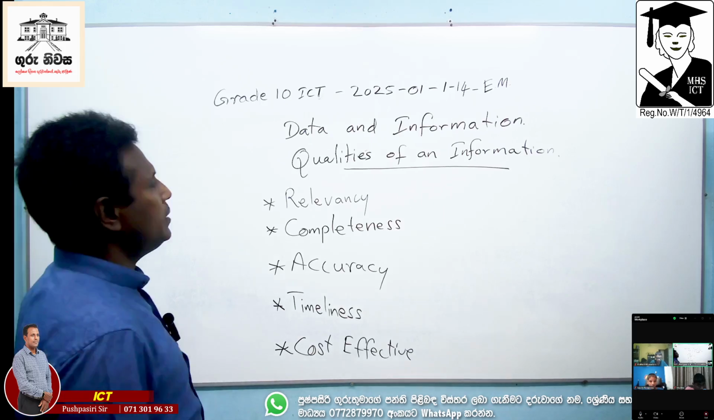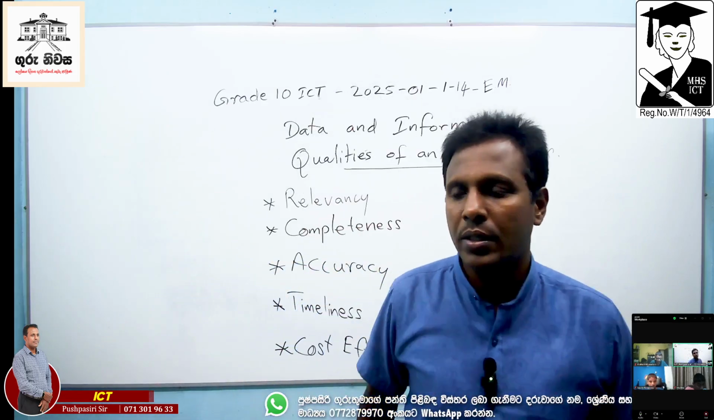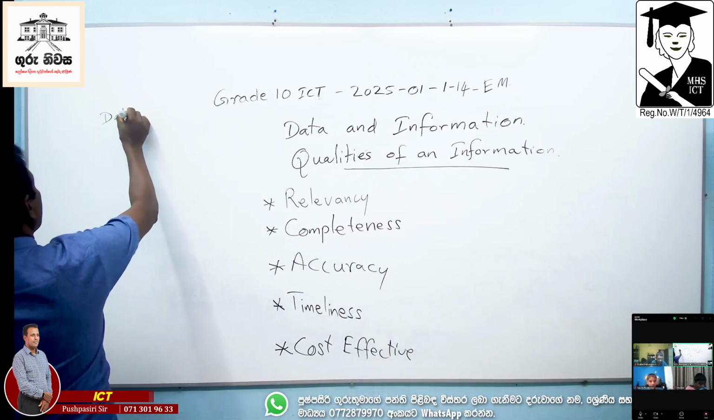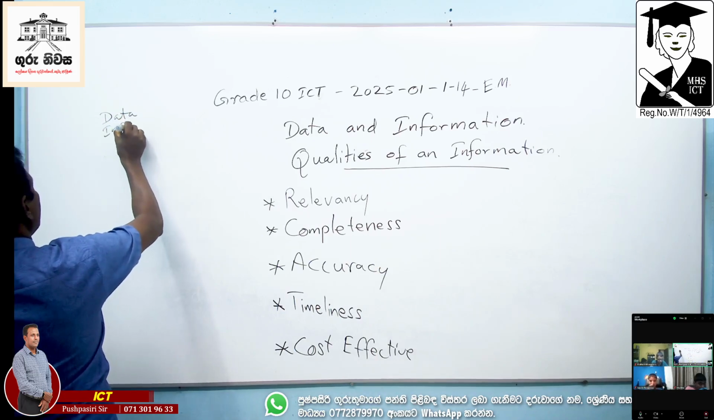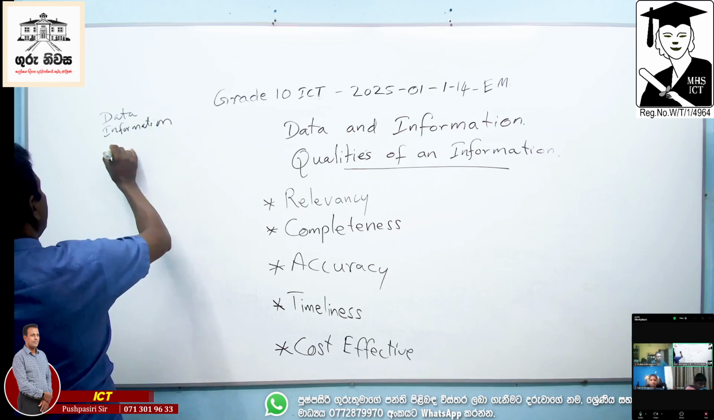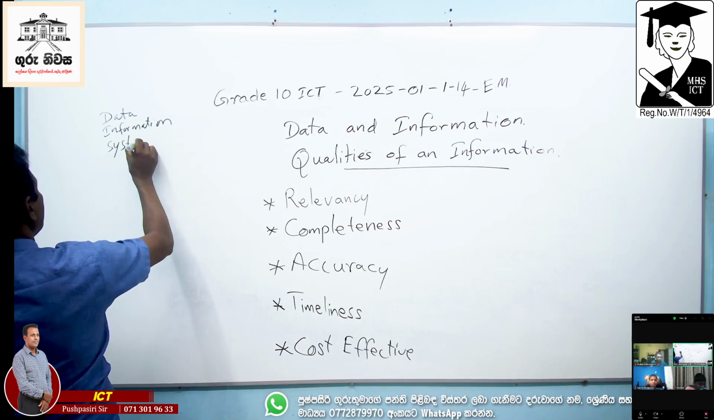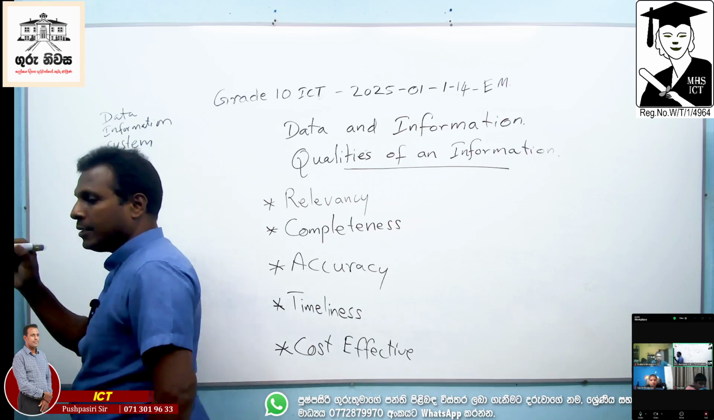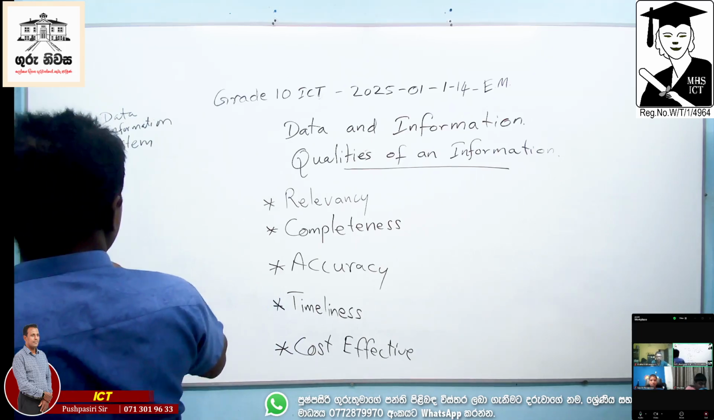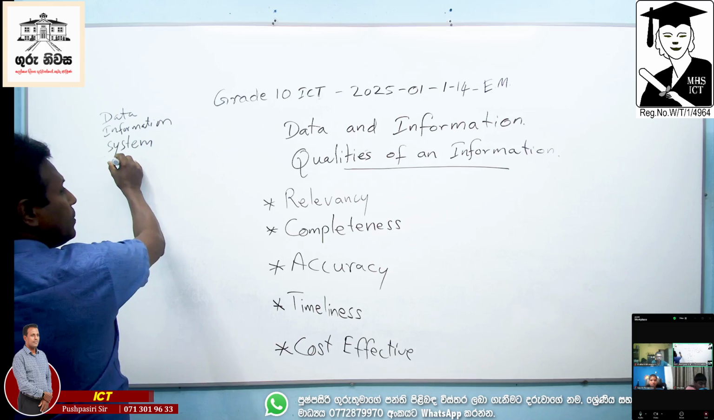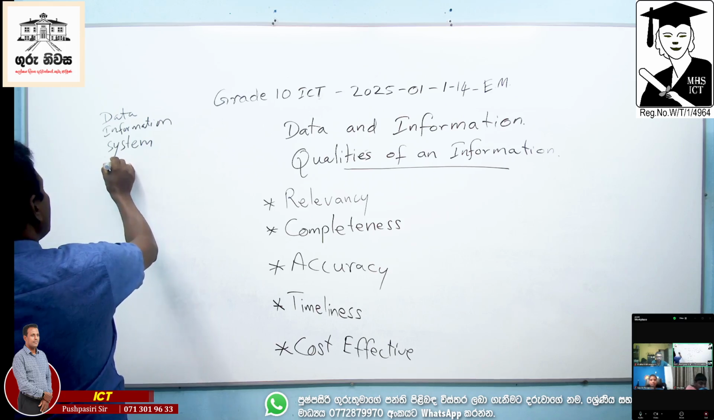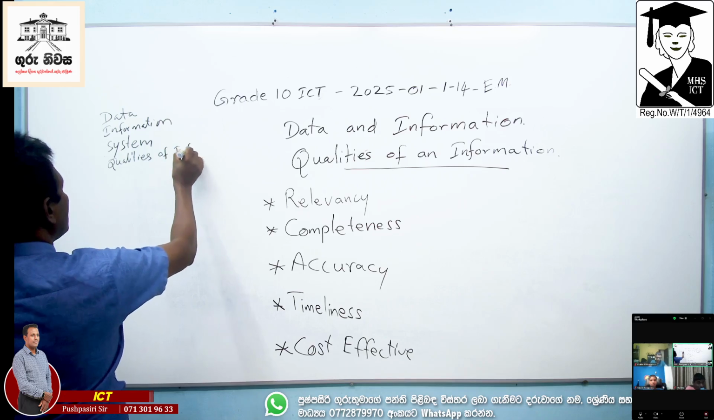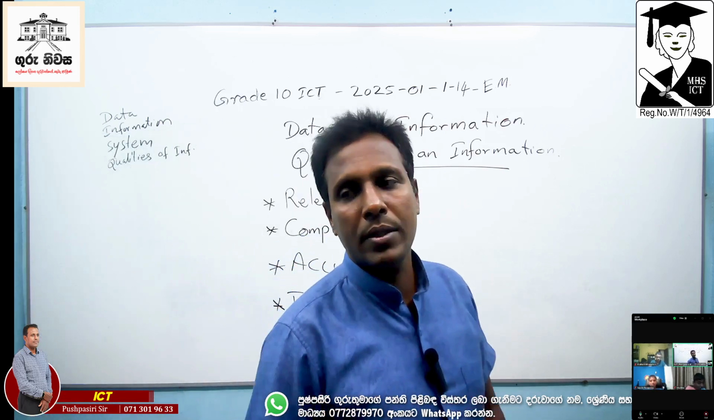Okay then, we know what information is, we know what data is. So what we discussed so far is data and information. We studied system, right? So what else? System and the qualities of system, qualities of information and the system. Right. What else were we discussing so far?